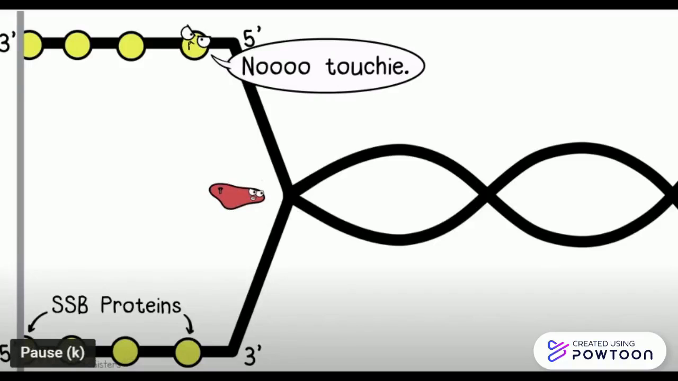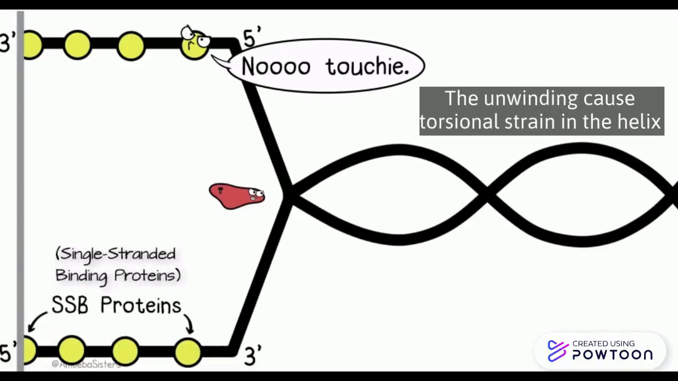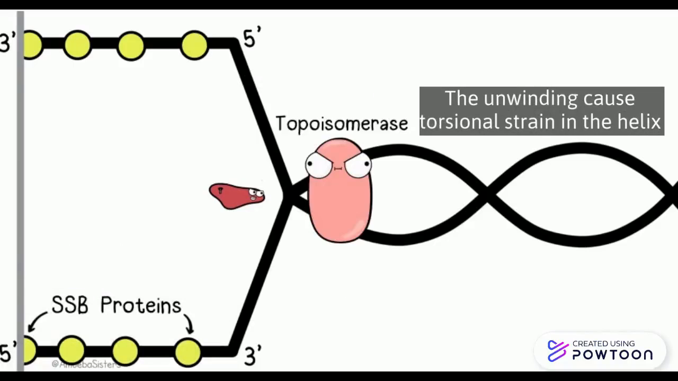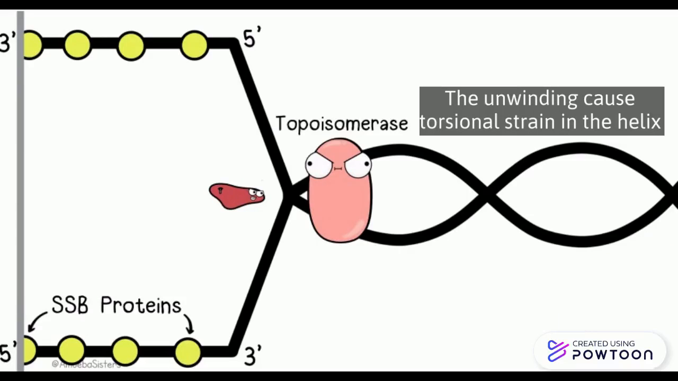The unwinding of the helix generates torsional strain further ahead in the chain. As we go on, topoisomerases break, twist and reconnect the DNA, always ahead of the replication fork.